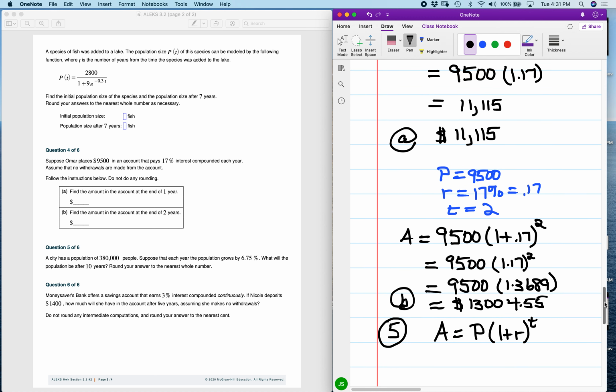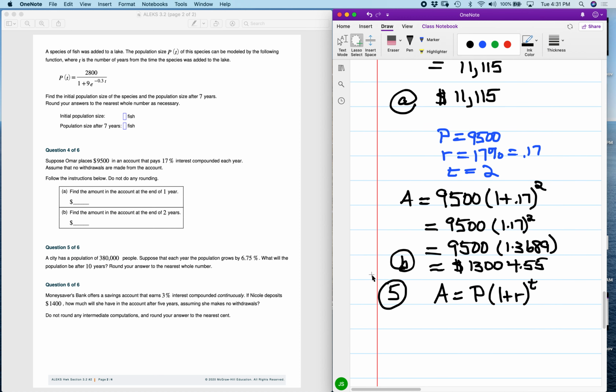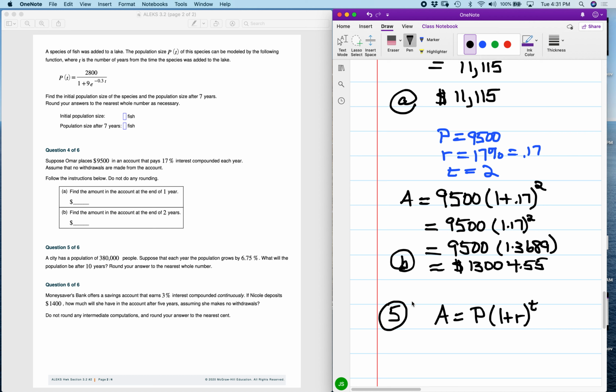All right. Now, for number 5, I'll just create a little bit of room here. For number 5, you have the same kind of situation, but you're not involving money matters. But you can still write this in terms of the very same formula. We have a city that has a population of 380,000, and suppose that each year the population grows by 6.75%. The question posed is, what would be the population after 10 years? It says to round the answer to the nearest whole number.